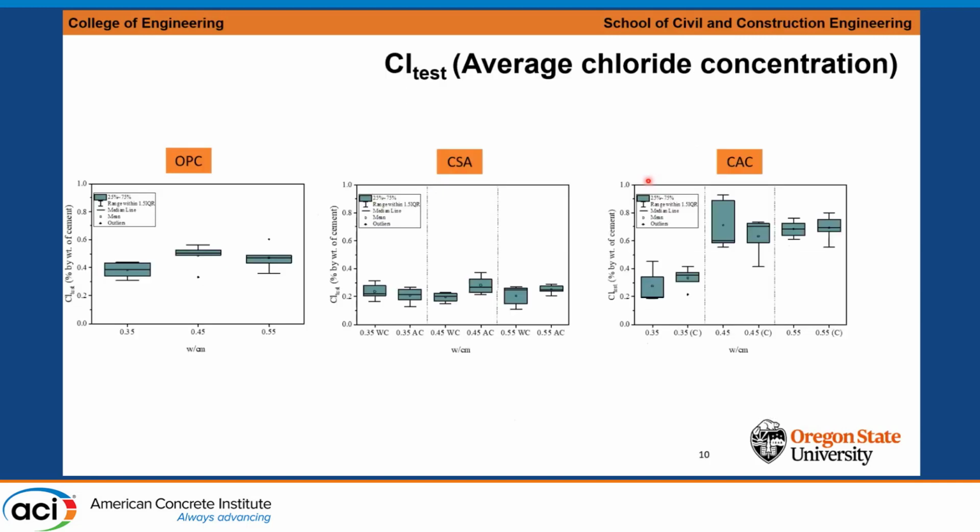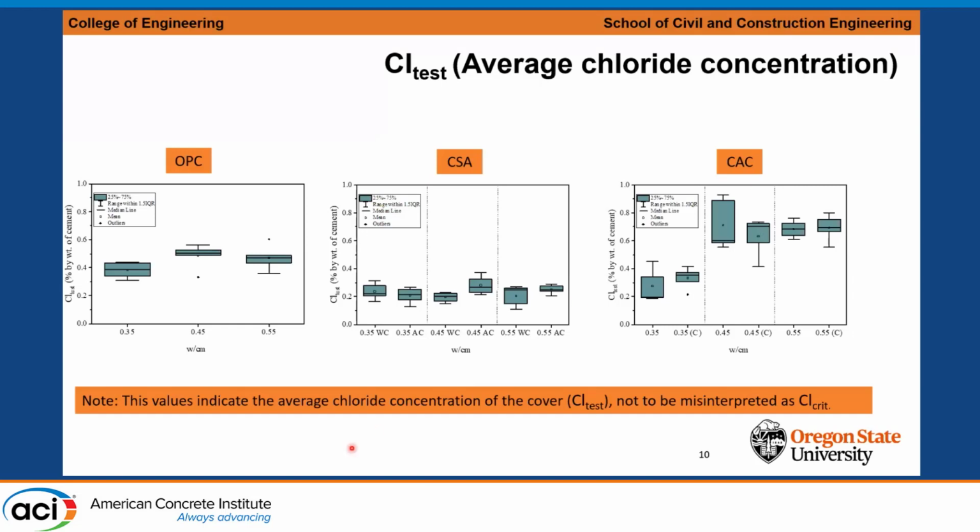And then moving on, so here are the results from the CL test, which is the average chloride concentration. And again, I would like to point out here that these values only indicate the average chloride concentration of the cover, which I'm calling CL test. And this is not to be misinterpreted as CL crit, which is the actual critical chloride concentration. So here, again, I'm showing 3 plots, one for OPC, one for CSA, and one for CAC.